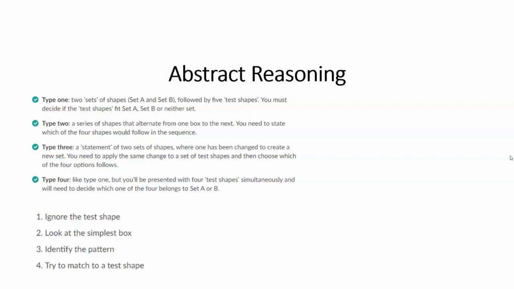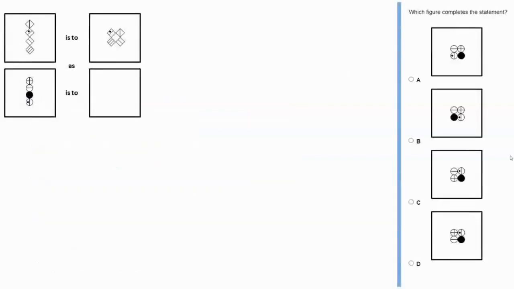Some tips: ignore the test shape it gives you, look at both sets and find out what the pattern is. I look at the simplest box and use that to identify the pattern, because it's usually easier. Once you've done that, try to match the test shape. It takes a bit of practice. Okay, so there you go, that's one of the questions.